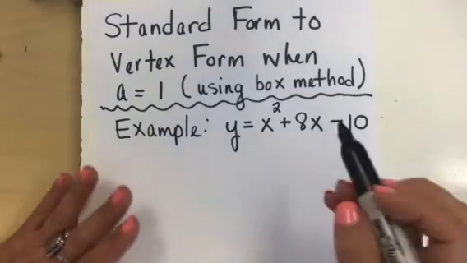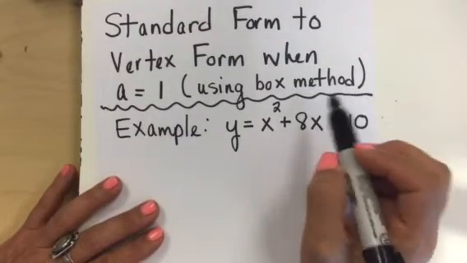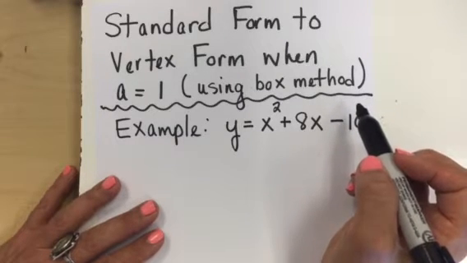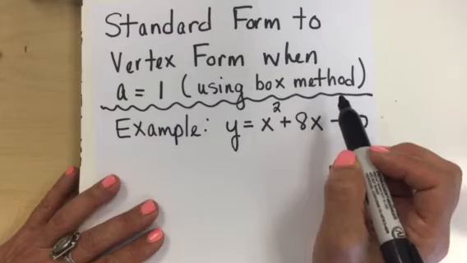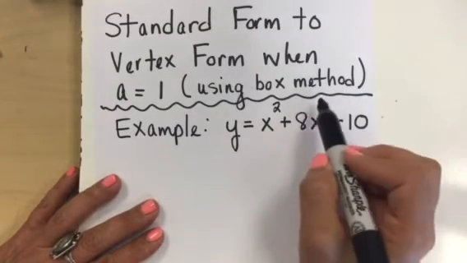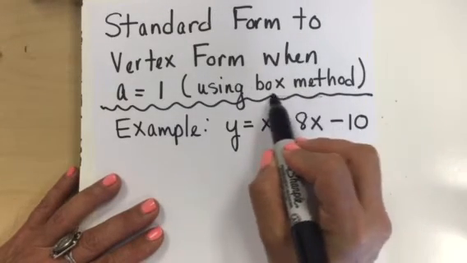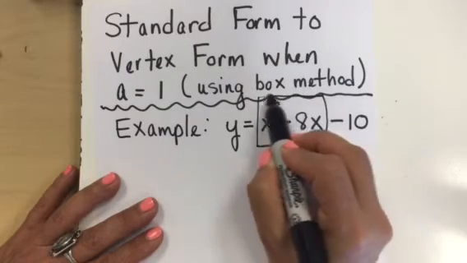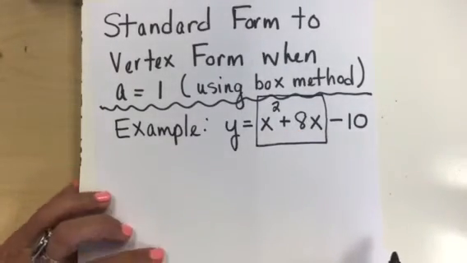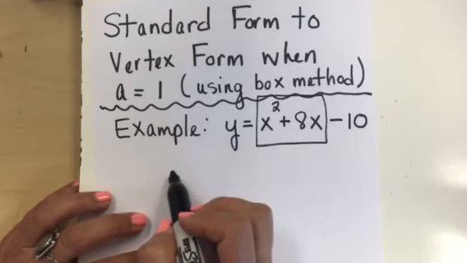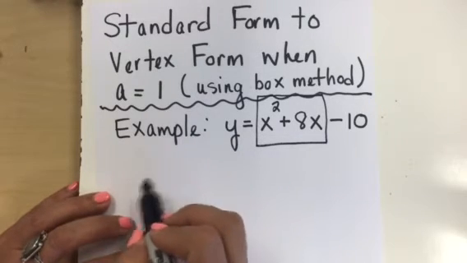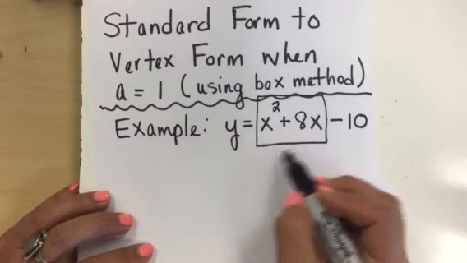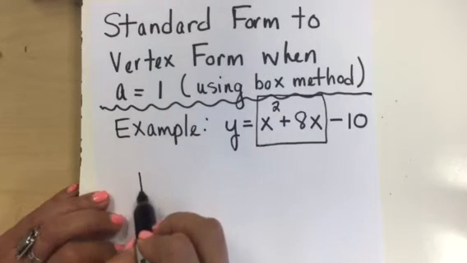First of all, we notice that this quadratic is in standard form, but we want to convert it to vertex form. So to go about this, first what we'll do is put a box around the first two terms of our quadratic. Now let's take that quadratic and model it with a square, because we want to make this quadratic a perfect square.